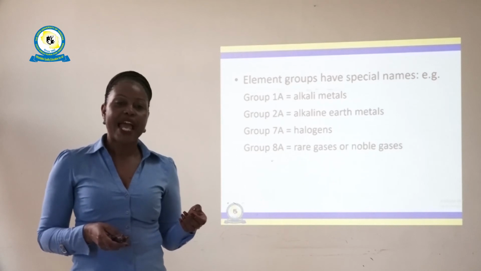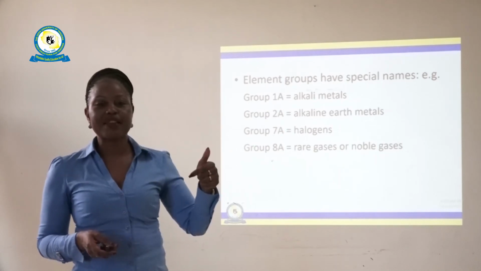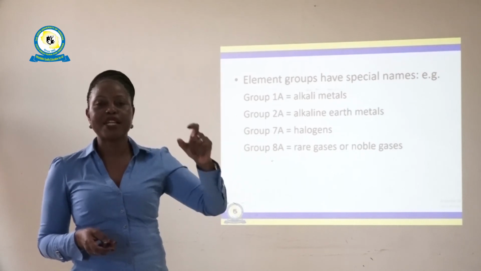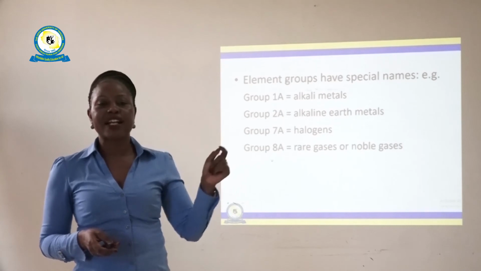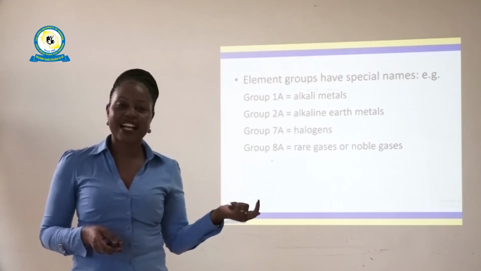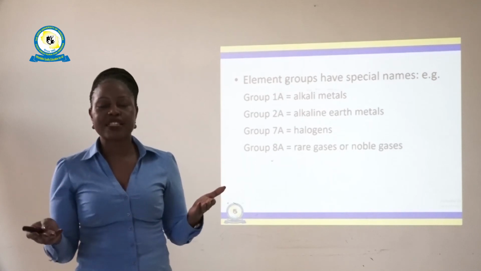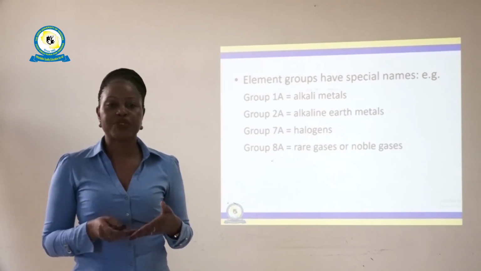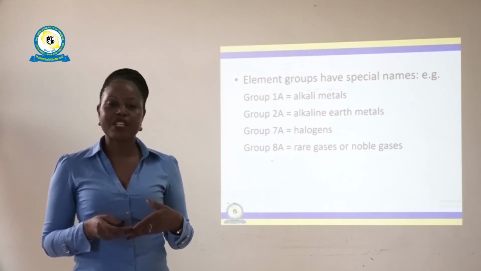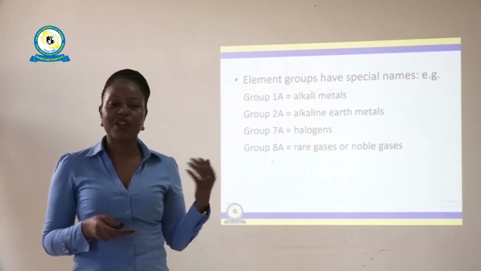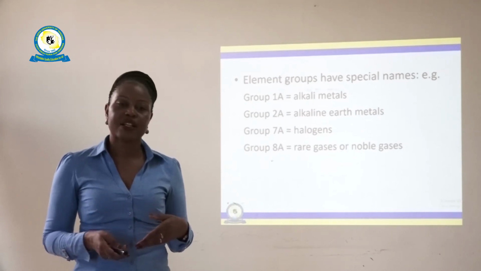simplification, elements are arranged in groups, as we say, but these groups have been given special names. For example, group 1A are known as alkali metals. You may already know this from your previous knowledge of chemistry. And elements in group 2 are known as alkaline earth metals, while group 7 is halogens, and group 8 are rare gases or noble gases.